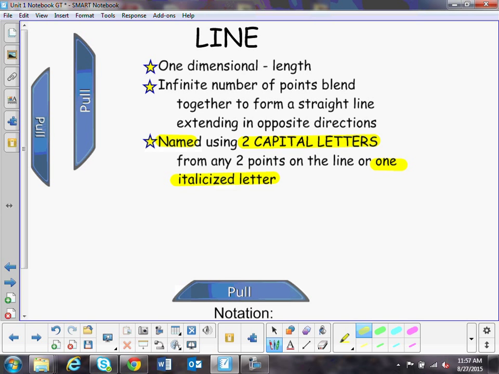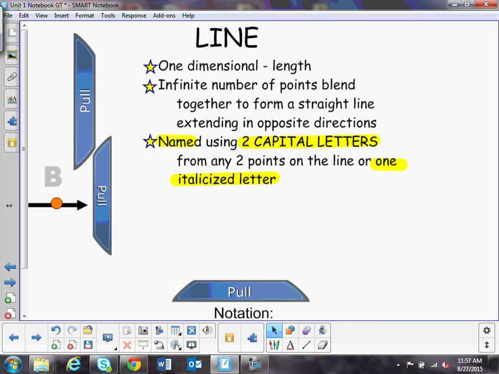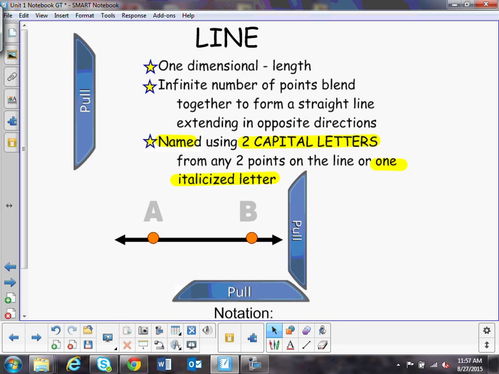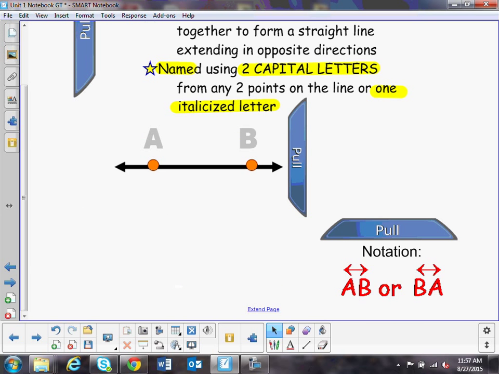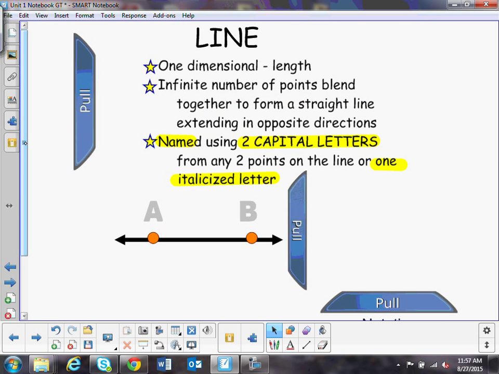This is what it looks like. So you need to draw this picture. That's a picture of a line. It usually has arrows on it.